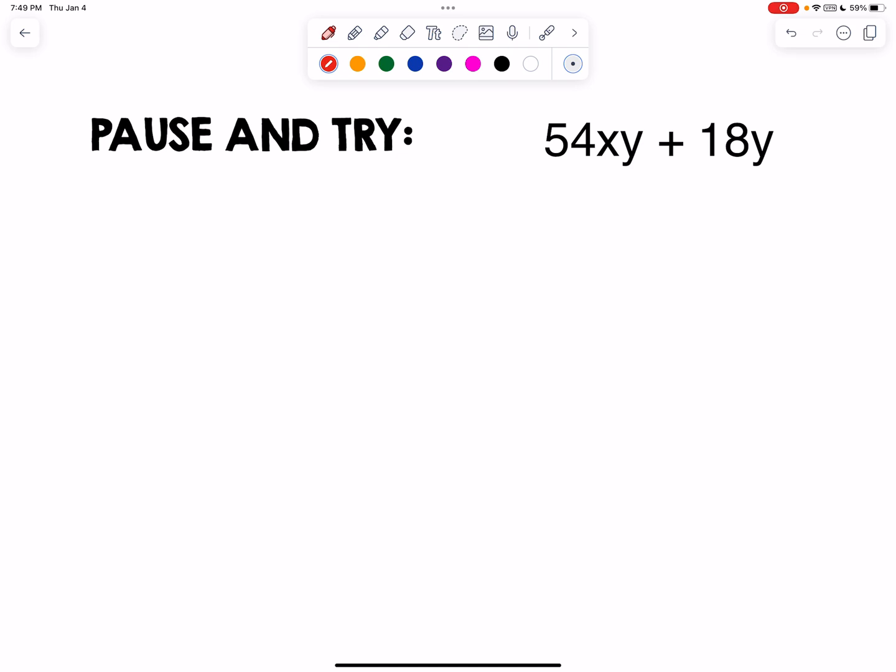Okay, now that you've had a couple minutes, let's see how you did. Okay, so we have 54 and 18. I want to know what the GCF is, so I'm going to write my parentheses. I already see there's a common variable of y, so I'm going to pull out that y so I don't forget, okay? And let's go ahead and find the GCF coefficient here. So we have 54, so think through your multiplication facts.